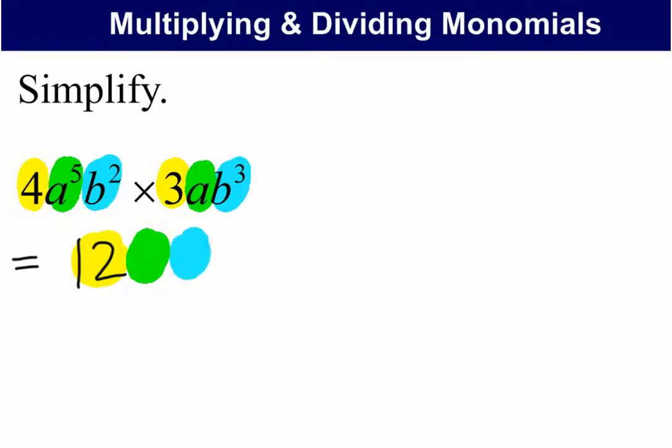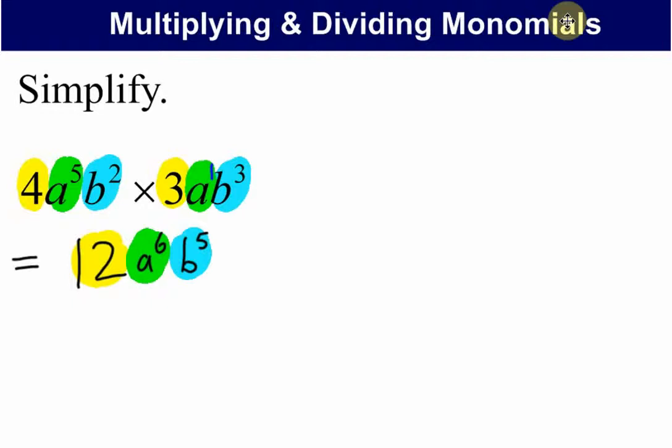Now for the green stuff and blue stuff, because they're in the variable part, what we need to do is apply our power laws to simplify that stuff. Looking at the green stuff, it's a to the exponent 5 times a. Well, let's not forget that a is like a to the exponent 1. The power law here is the multiplying powers law, which says to keep the base the same and add the exponents. That's how you simplify the green part. Using the exact same thinking for the blue part, the base stays the same and you add the exponents. And so we end up with an answer of 12a to the exponent 6, b to the exponent 5. And that one is done.